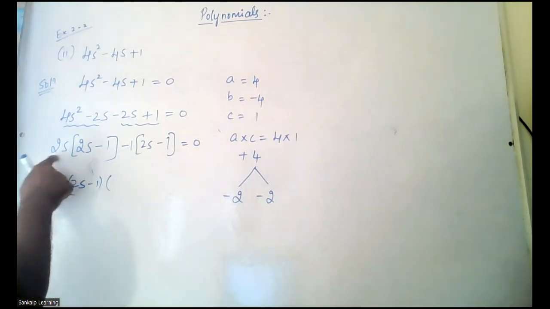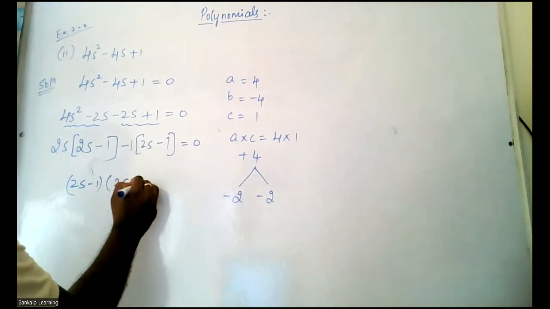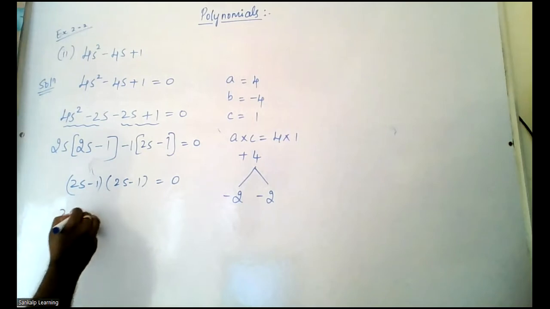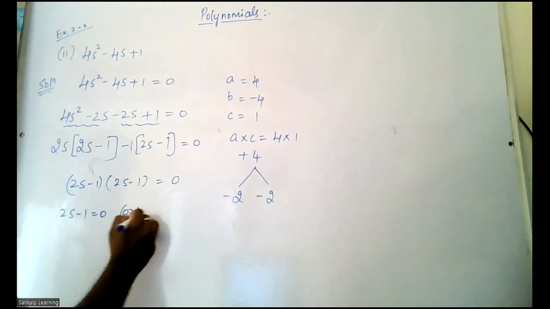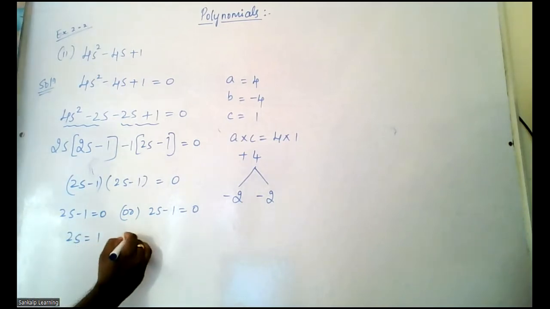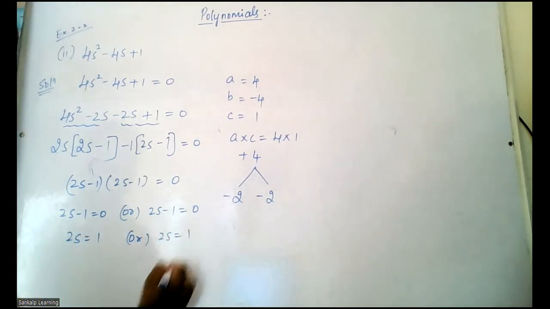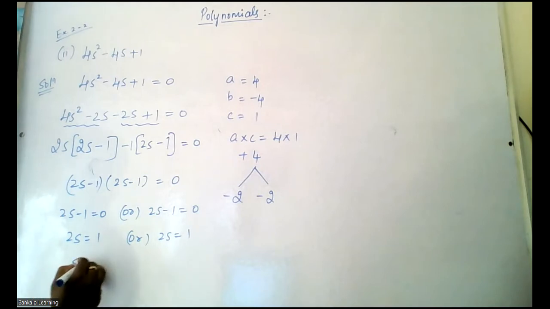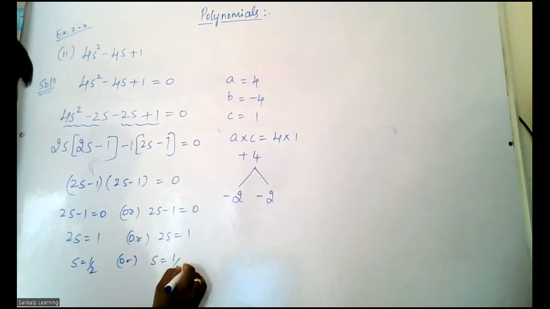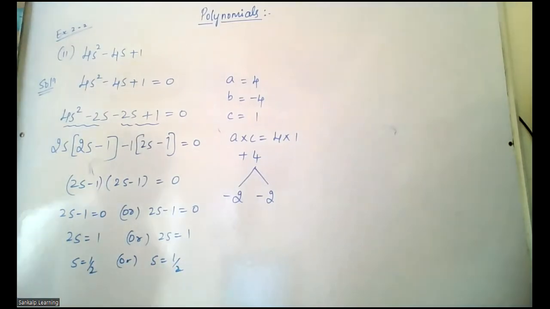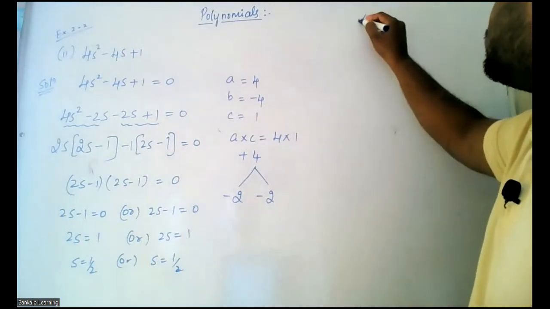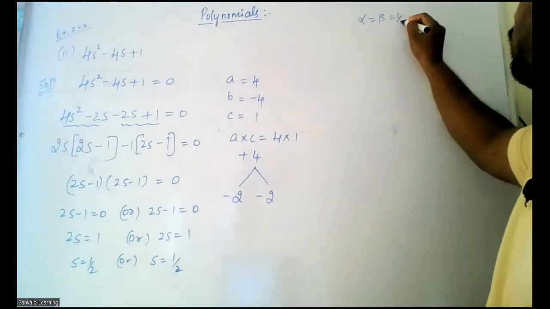The left out things, 2s minus 1 equal to 0. So if a into b is equal to 0, implies a is equal to 0 or b is equal to 0. Therefore 2s will be equal to 1, or same thing, 2s will be equal to 1. Therefore s will become 1 by 2, or here also s will become 1 by 2. Here alpha and beta both are same. That is alpha, beta both are equal to 1 by 2.